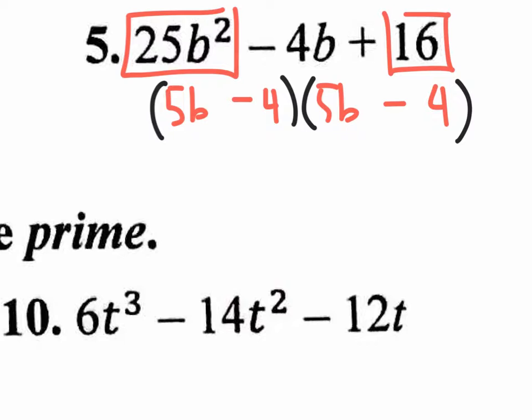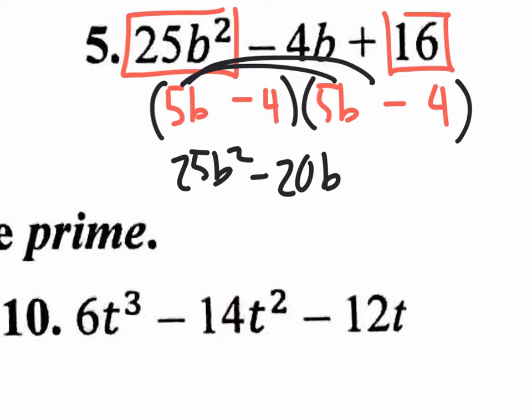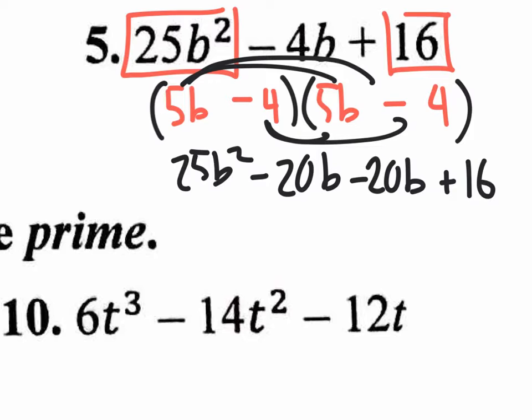However, when you check it, you'll see that the middle value doesn't end up becoming negative 4b. Check it out. When I go 5b times 5b, yeah, you get the 25b squared, no big deal. But 5b times negative 4, that's negative 20b. And negative 4 times 5b, that's another negative 20b. And negative 4 times negative 4 is positive 16. So these middle values don't end up becoming negative 4b. It's actually negative 40b. So this factored form did not work.